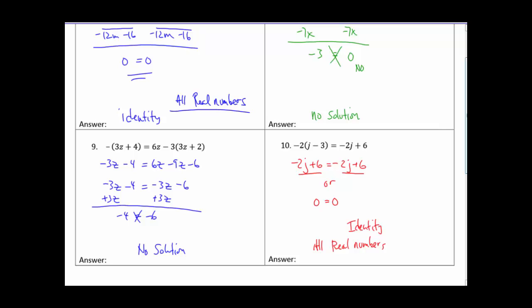Welcome back. Hopefully you got 9 is no solution and 10 was identity or all real numbers. On 9, the z's will drop out, and so therefore we were left with negative 4 is equal to negative 6, which is not true, or if you actually move the 4 over, you would get 0 is equal to negative 2, which is not true also. So therefore no solution. And on 10, by distributing through, on both sides we get negative 2j plus 6, or if we move the j to one side, move the 6 to the other side, you get 0 equals 0, all real numbers.